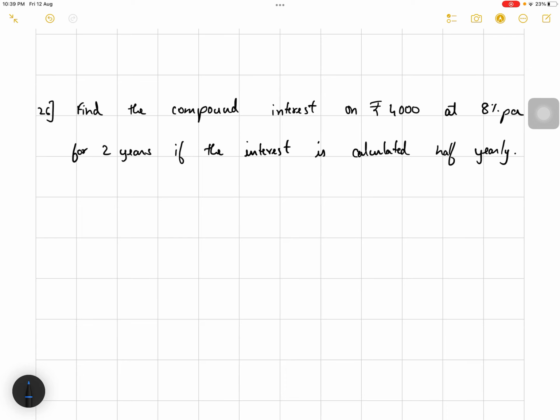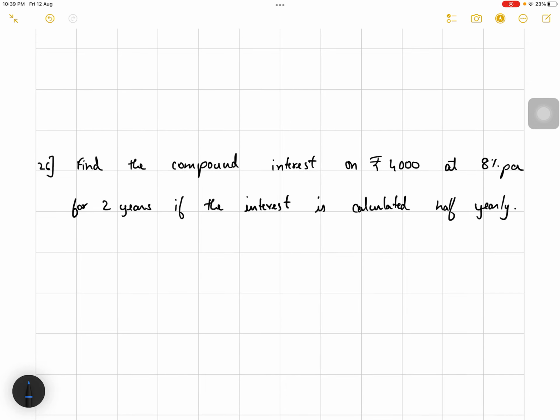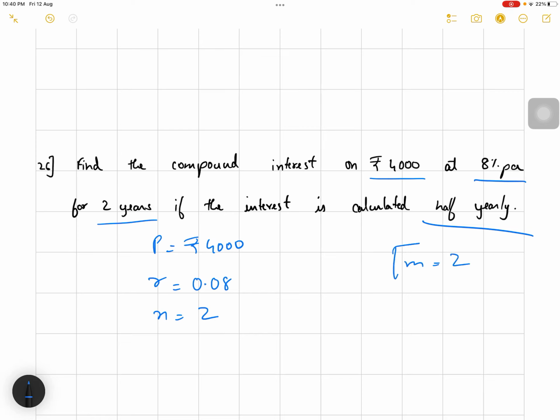So first let us write the compound interest formula. Find the compound interest on rupees 4,000. That means P is equal to rupees 4,000 at 8% per annum, so R is equal to 0.08, for 2 years, so N is equal to 2. If the interest is calculated half yearly, half yearly means interest is compounded 2 times in a year. You can put any name for that, M or K or whatever. In a year it is calculated twice.